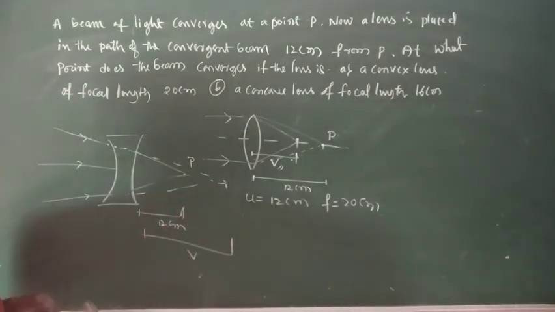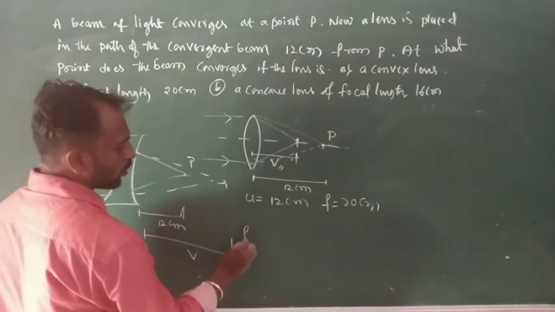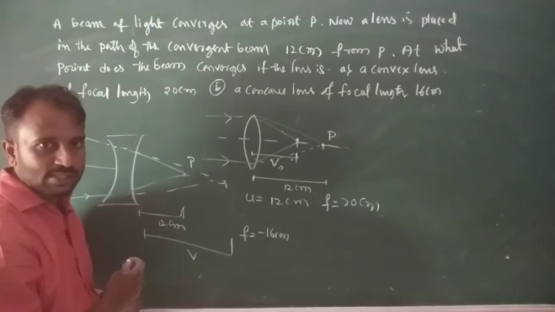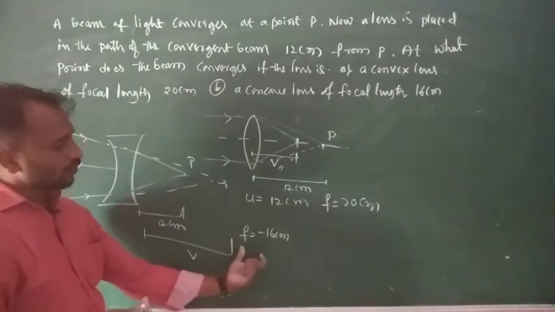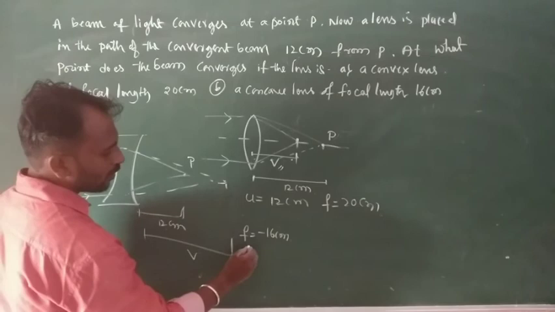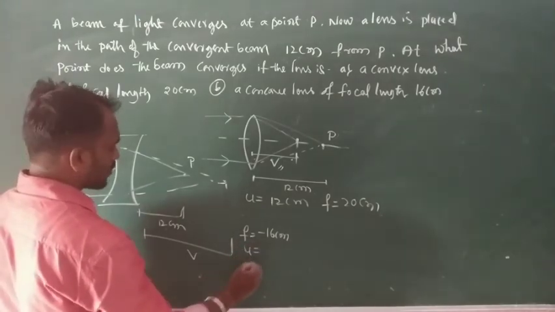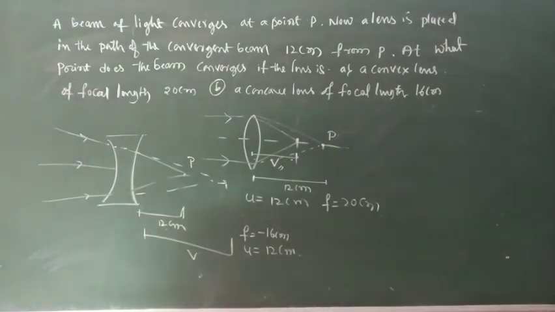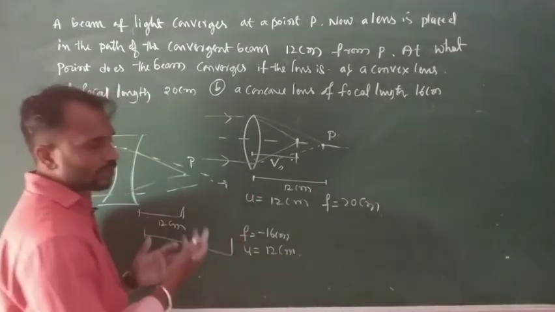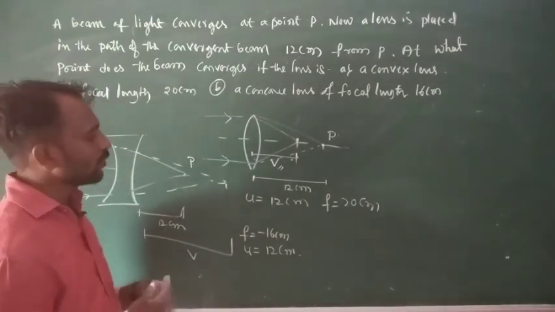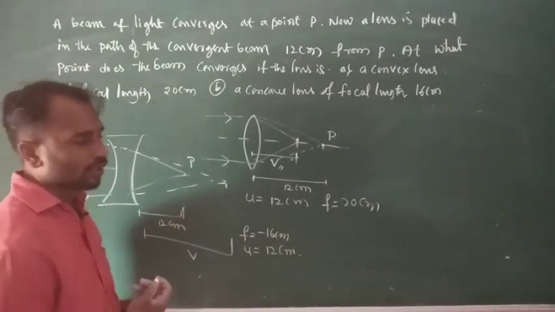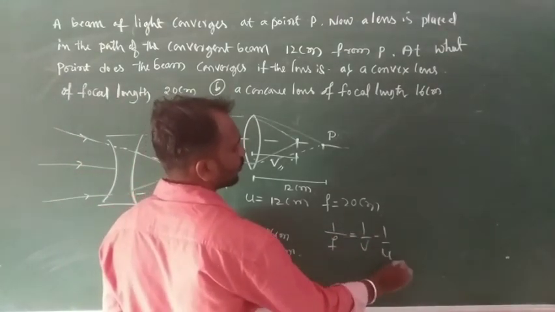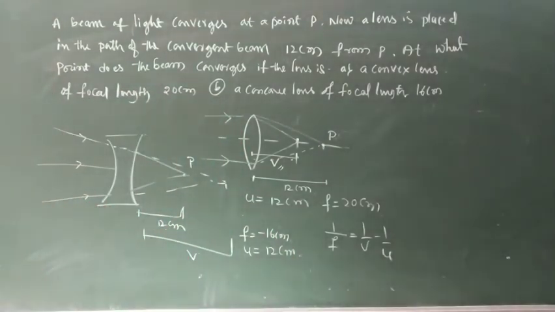We want to find the image distance by using the focal length of minus 16 centimeter. Why? Because 16 centimeter is given for a concave lens, so the focal length is negative. Another thing we consider is the object distance of 12 centimeter. By using these values, we want to find the image distance by the formula 1 by F is equal to 1 by V minus 1 by U. So this one is the lens formula.